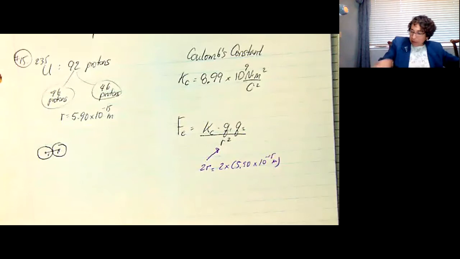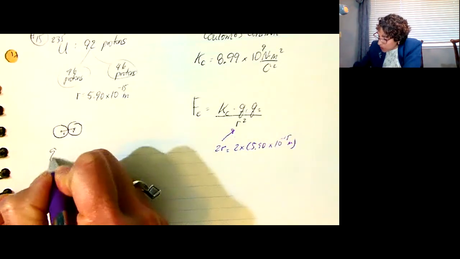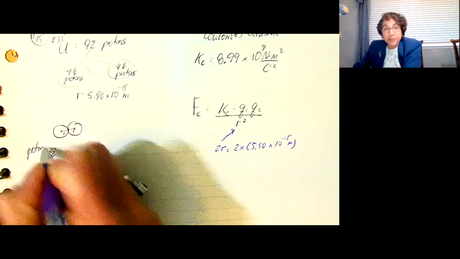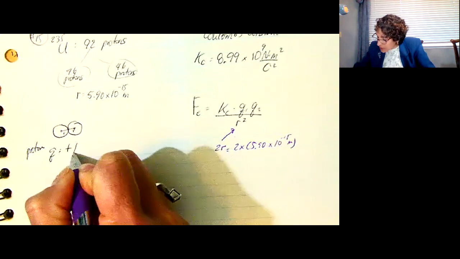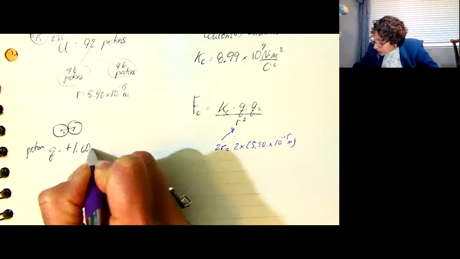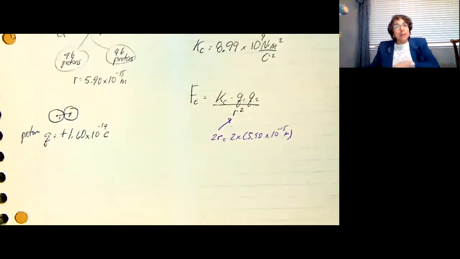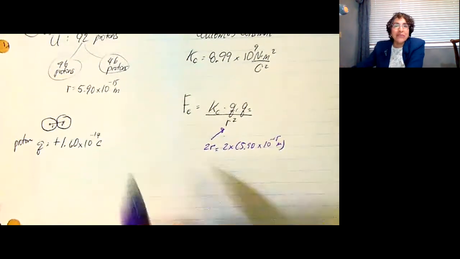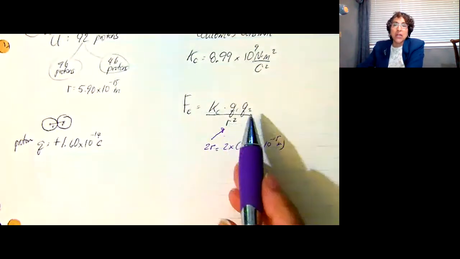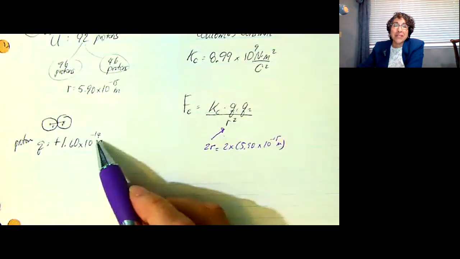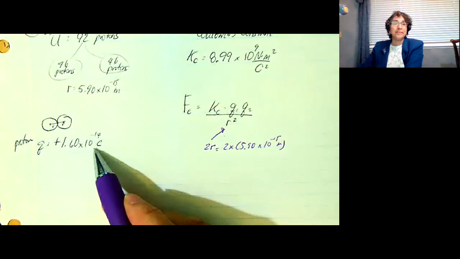So I know that the Q of a proton is plus 1.60 times 10 to the negative 19 coulombs. There we go. But the thing is, we have more than one. In fact, there are 46 of them on this side, and 46 of them on this one. So this Q1 is going to have to be 46 of these, and this Q2 is going to have to be 46 of these as well.